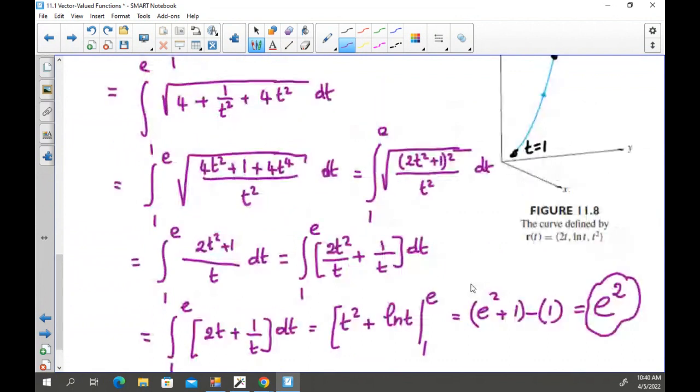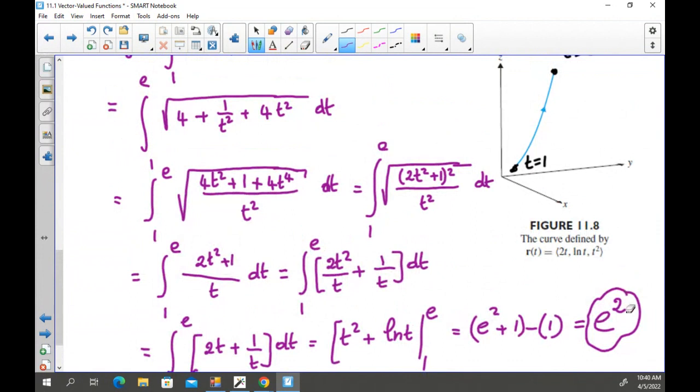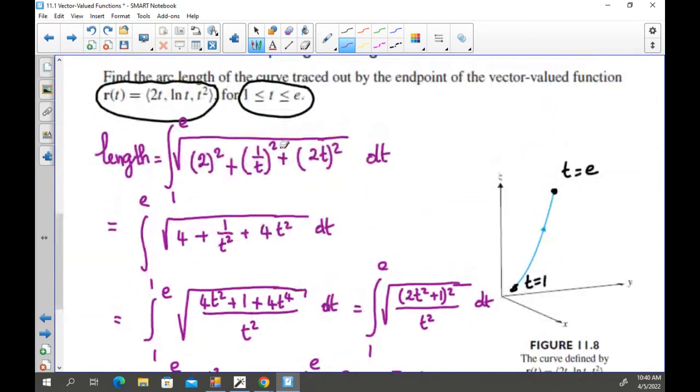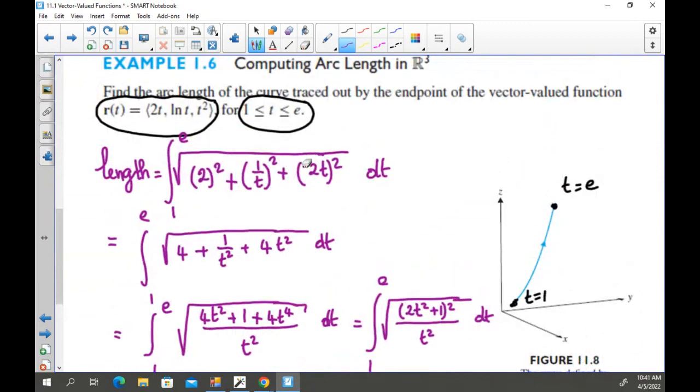So the length of this curve is equal to e squared, which will give you maybe around 7 or 8, maybe 8 point something. Yeah? 7.98, which is almost 8 centimeters or whatever the units are. And that's it, basically. That is what is in this section. Are we okay with this?